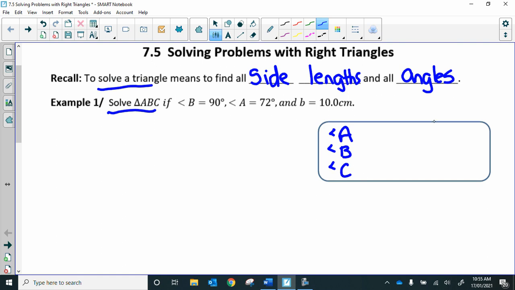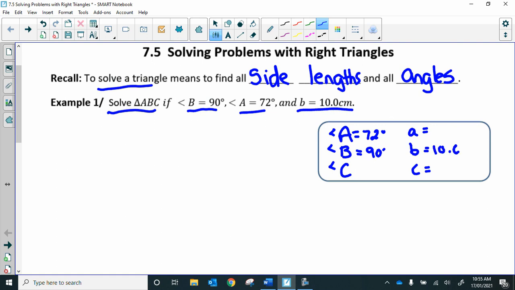And for the side lengths, the letters that you use are actually the lowercase. So if you see a capital letter, that's always talking about an angle. If you see the lowercase, this is the side lengths. So side a, side b, and side c. We're given a few things here. I'm given that angle B is 90, so I already know this one. Angle A is 72. And the side length b is 10 centimeters.